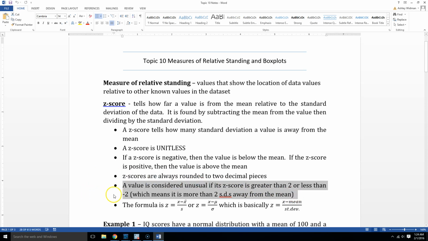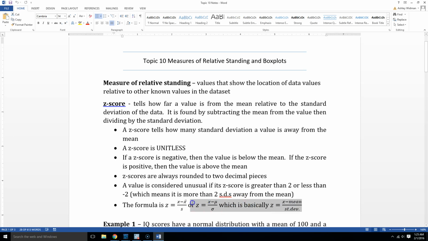A value is considered unusual if its z-score is greater than 2 or less than -2, and this is the same exact thing as the range rule of thumb. So this means that if it's more than 2 standard deviations away from the mean in either direction, it's considered unusual.